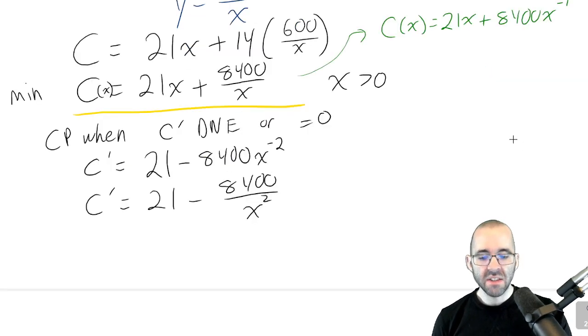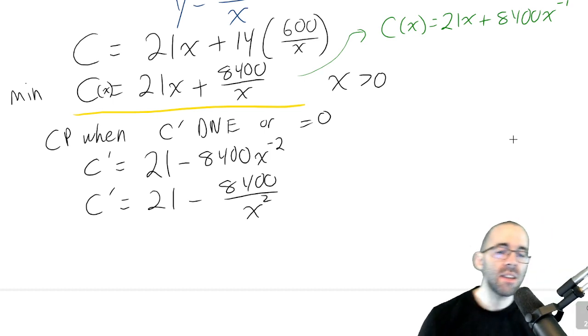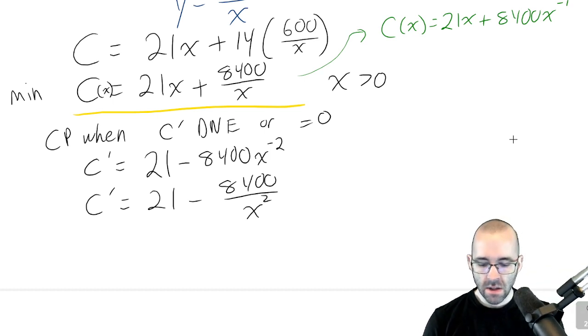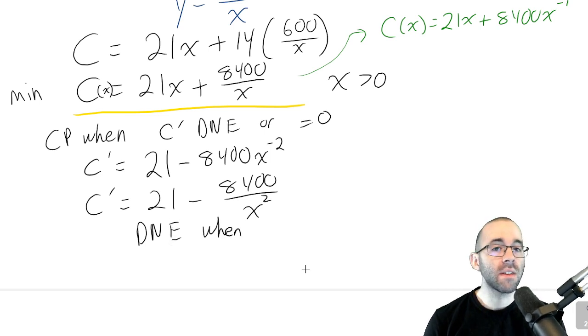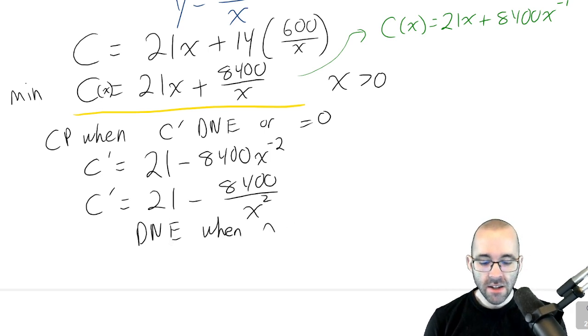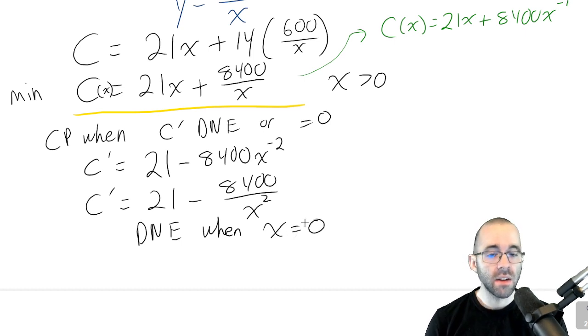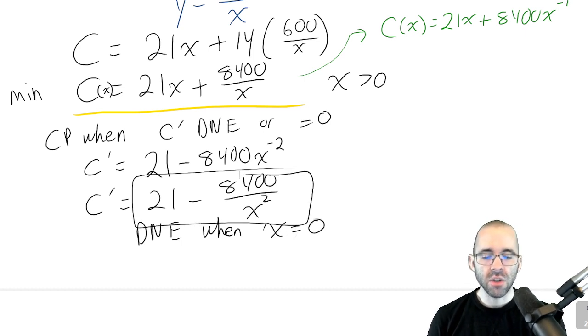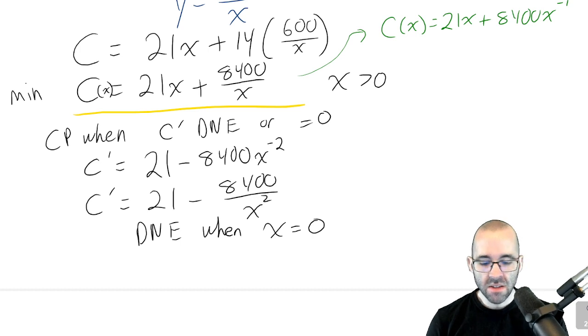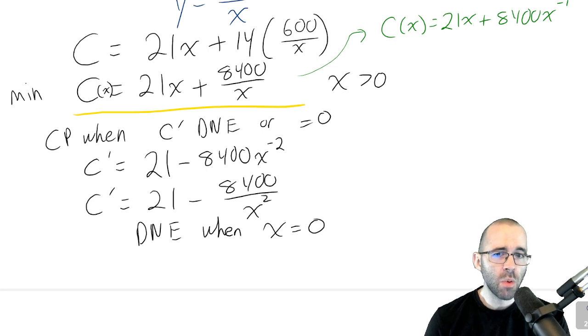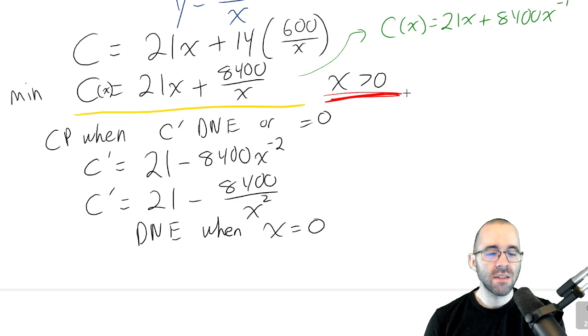All right, when does this not exist? And when does this equal 0? Well, it doesn't exist when x is 0. Why not? Anytime you have a fraction, if your denominator is 0, that's undefined. So it doesn't exist when x equals 0. This is a critical point, but it's not a critical point that we care about, because this is our domain.